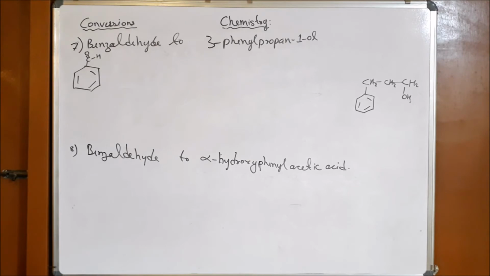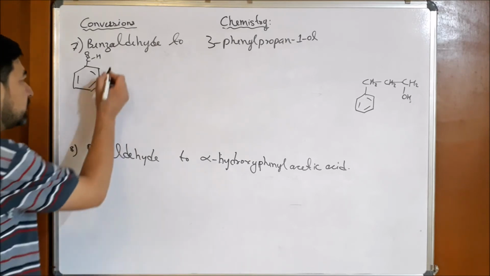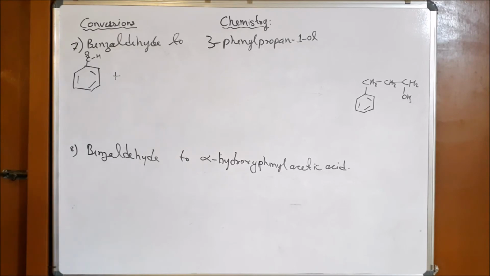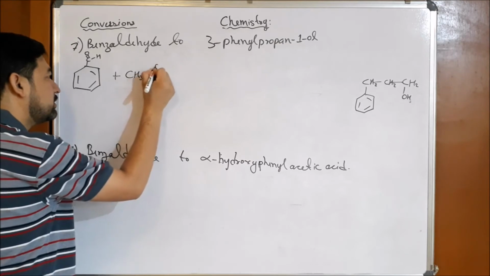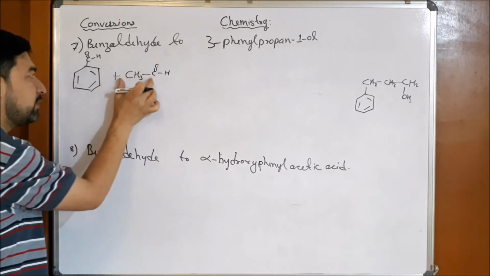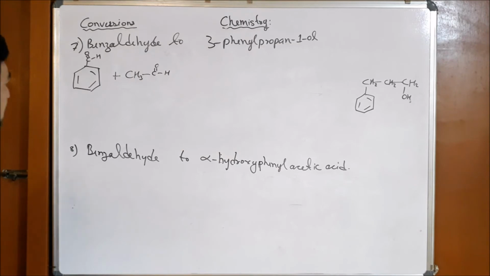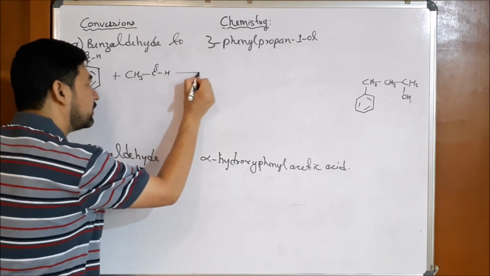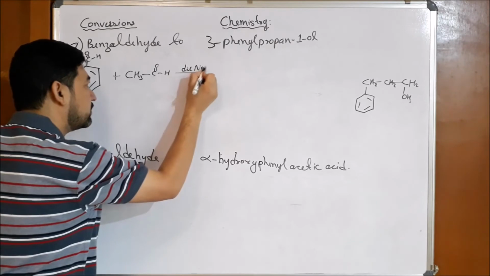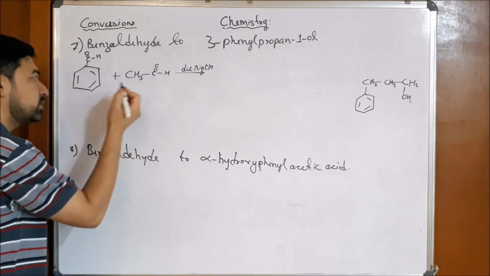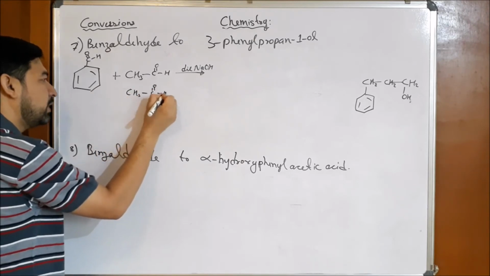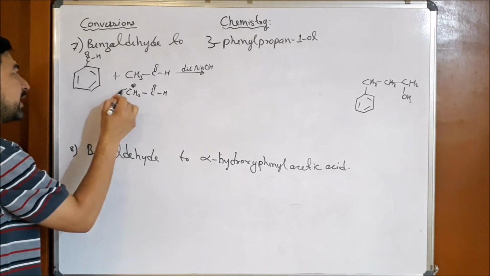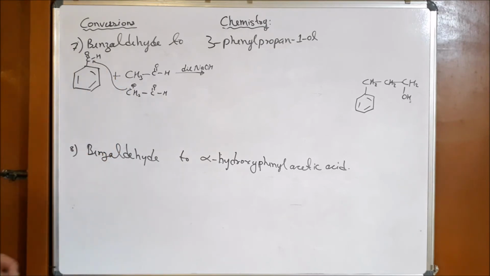Okay, we'll try with a cross aldol condensation. CH3CHO, because we need 2 more carbons, so we are taking this group. With dilute NaOH, this will take your alpha hydrogen. So this becomes your CH2CHO carbanion. Now this will attack here. Right, so we'll write the equation from here.